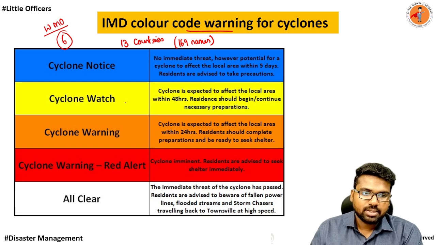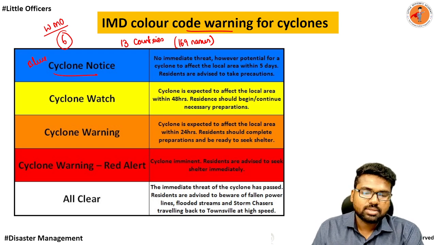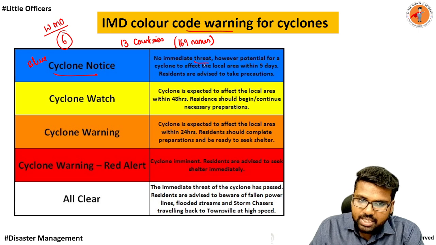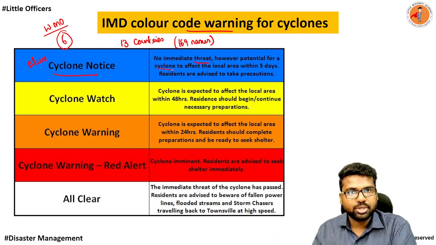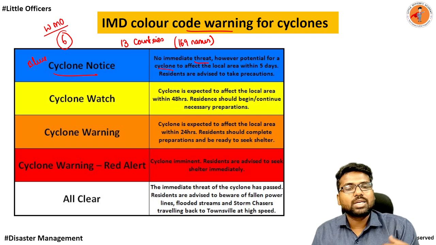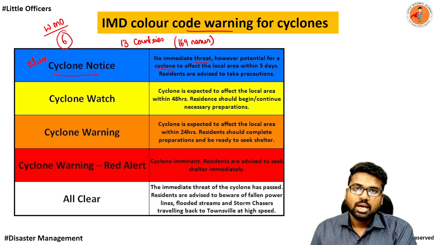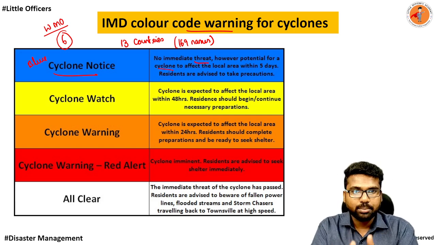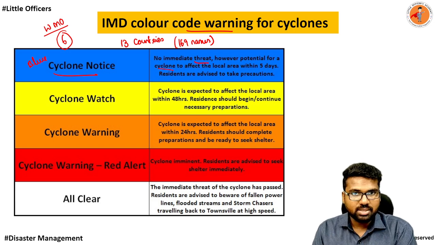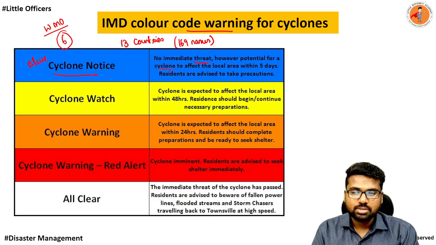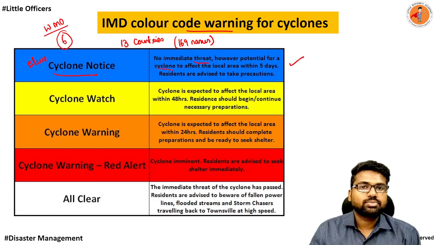What is it? Generally it will give a blue color cyclone notice. What does it mean? It means there is no immediate threat. However, there is potential for a cyclone, like some sort of low pressure or depression which can turn into a cyclone and affect the local people maybe within 5 days or so. The residents are advised to take precautions and be prepared. If it turns into a cyclone, if it is not dissipating, if it is becoming a violent storm, you need to evacuate and save yourself. That's the message that goes with the blue color.